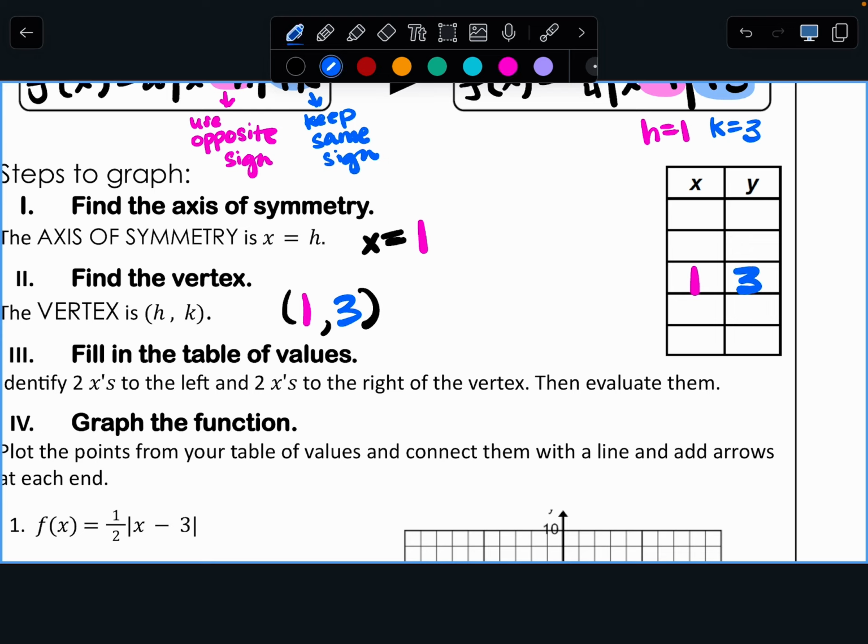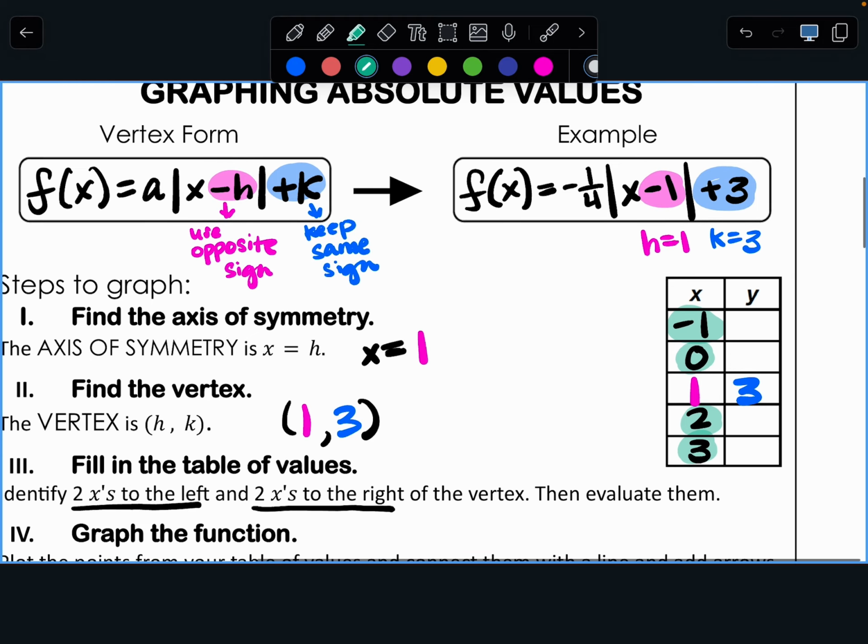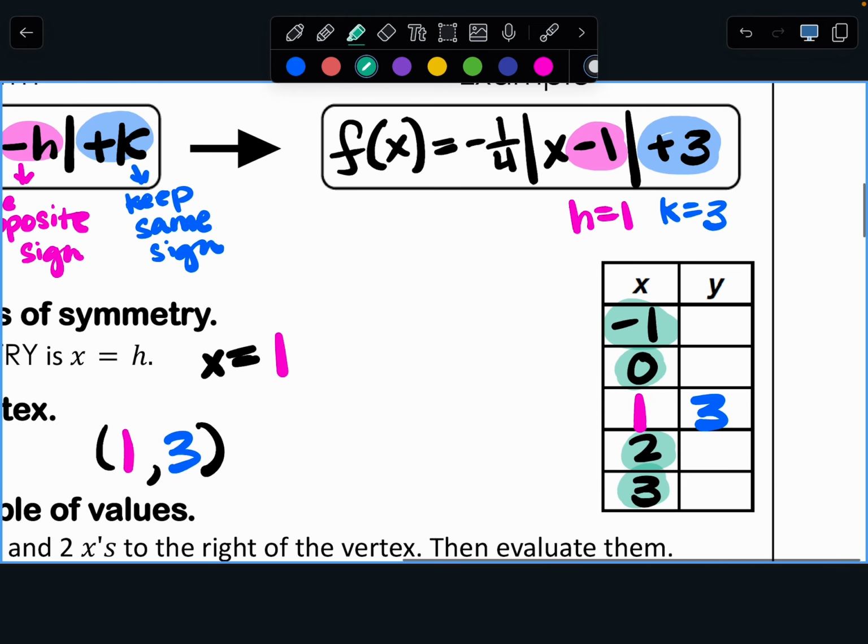Then we identify 2 x's to the left and 2 x's to the right. So we're thinking on the x-axis, the two numbers to the left would be 0 and negative 1, and the two numbers to the right would be 2 and 3. Now we're just going to substitute this in to fill in the rest of the table. So these are our x values. We'll use this function and solve for y.